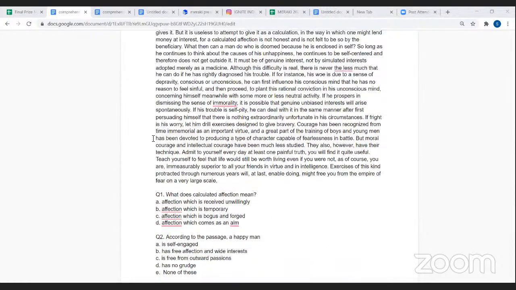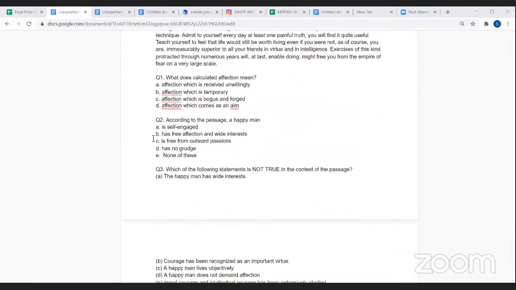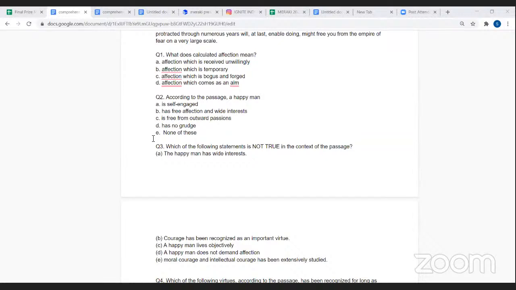Now, this kind of questions can also be there. Which of the following statements is not true in the context of the passage? Basically, you have to find evidence for all the statements, and the one you do not have evidence for would be the not true one.